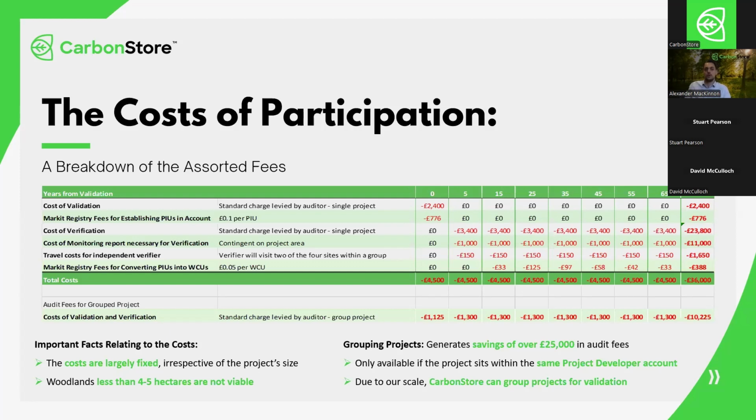To explain this a bit more, for an auditor verifying single projects, every project must be visited on the ground. However, when validating a group of projects or verifying a group of projects, the auditor selects a representative sample, thus saving time and cost. Unfortunately, projects can only be grouped if they sit within the same project developer's account on the registry. So this is a key advantage of using CarbonStore to register and validate your project. With over 170 projects registered with the code, we have the scale necessary to create many of these groups.